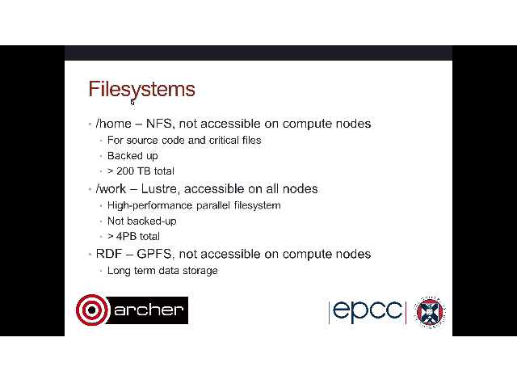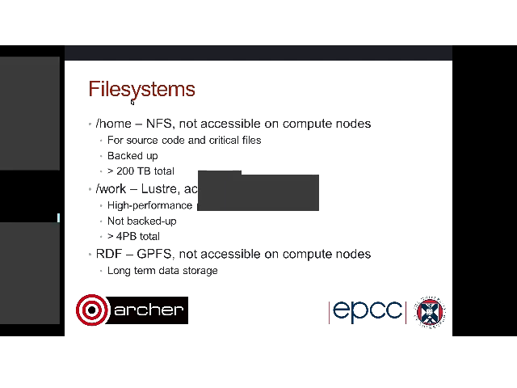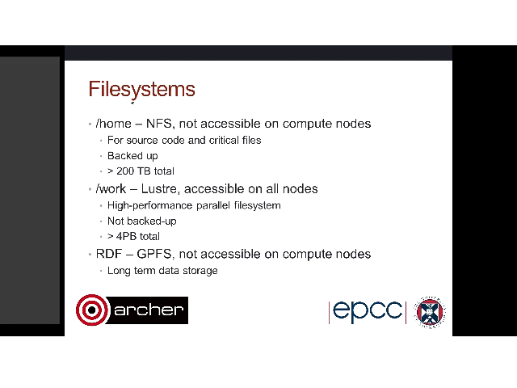So, in essence, we have three distinct file systems associated with Archer. The first one is what we call /home. This is a file system which is probably quite familiar to people who are working in universities or companies using Linux or Unix systems. This is just a network file system. It's a place where you can access your data from any of the login nodes. So you log into any of the login nodes and you can see your files and directories.